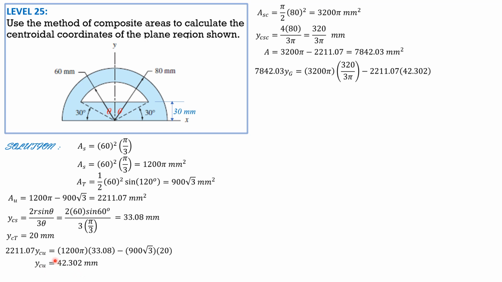2211.07 times y sub c of the unshaded area, 42.302. So we can now solve yg equals 31.6 mm, and remember xg is 0 by symmetry. So that's it.